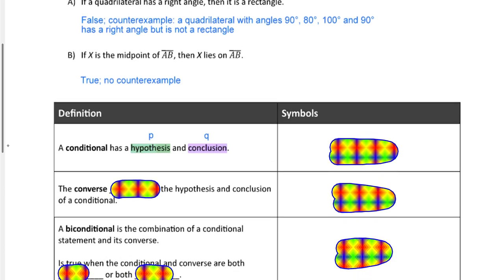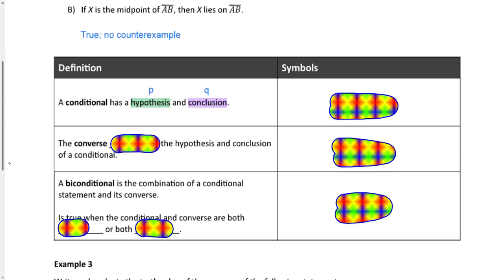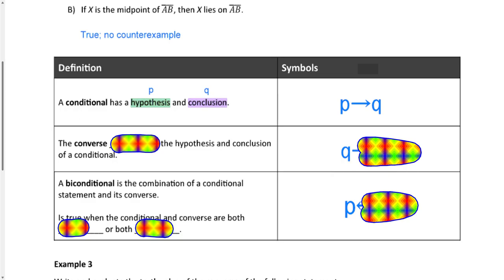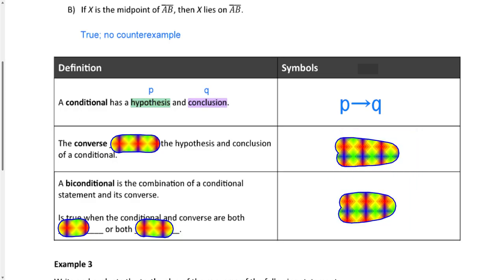So this is just kind of wrapping up all that we've talked about here. The definition of a conditional statement is we have a hypothesis, which we label with the letter P, and it follows the word if. And then it has a conclusion that follows the word then, and we label that with a Q. The symbol that we use is we go from P to Q. So our symbol for a conditional is from P to Q. If I want to write a converse, I'm going to switch that hypothesis and conclusion. So instead of going from P to Q, this is going to go from Q to P.